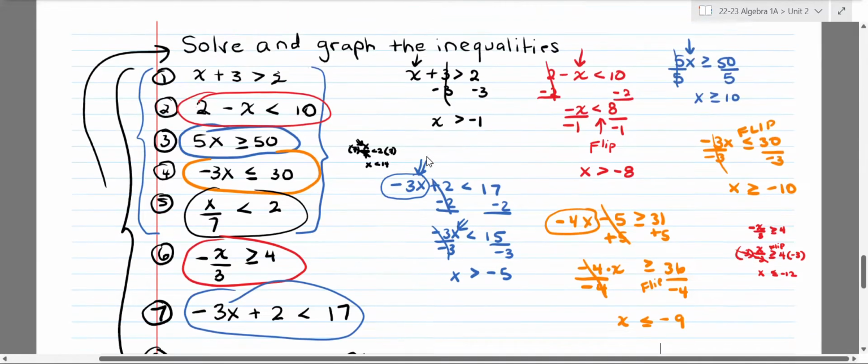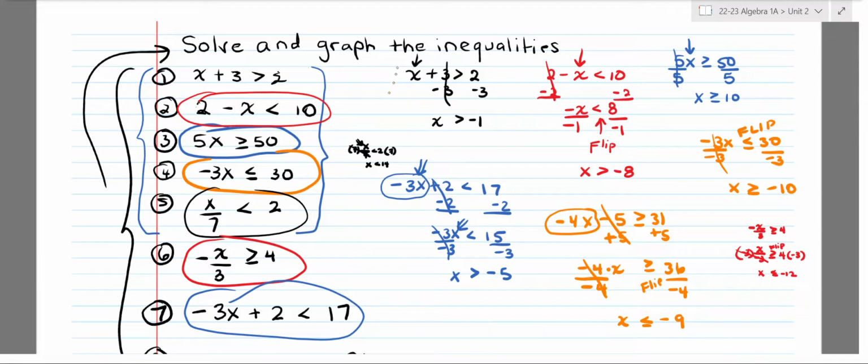And we were supposed to graph them. I'm sorry. All right, let me work on the graphs then. I guess I'm going to have to do them all in one color. So this one is at negative 1. It's an open circle and goes to the right. This one is at negative 8, and it's an open circle and it also goes to the right.